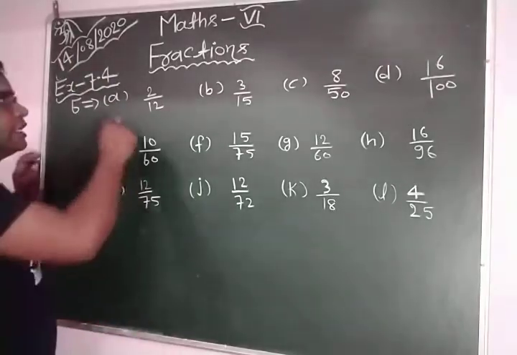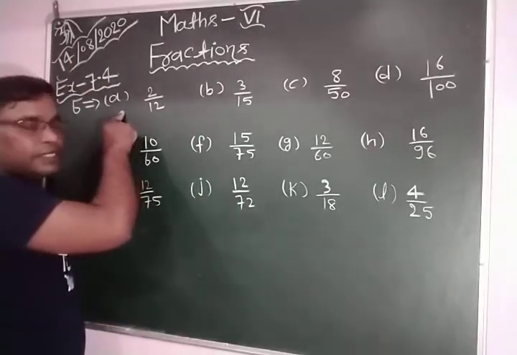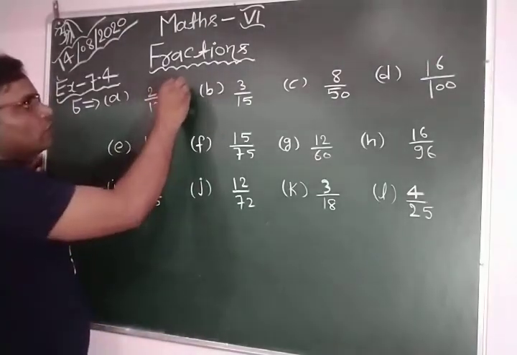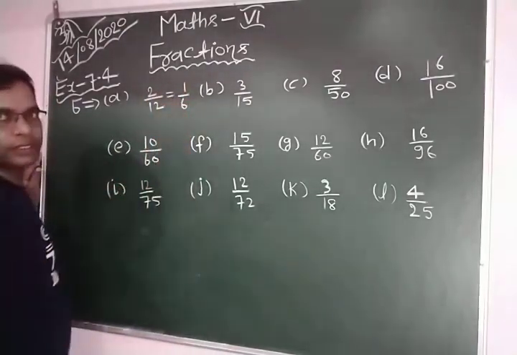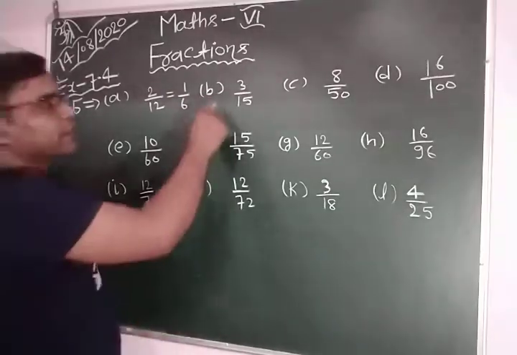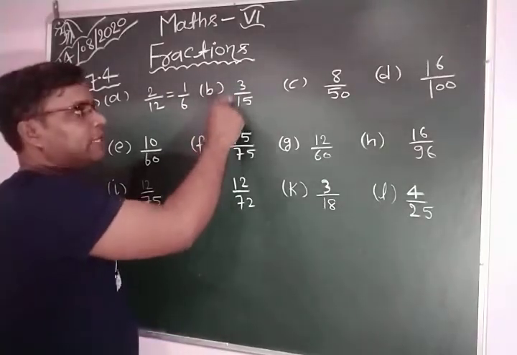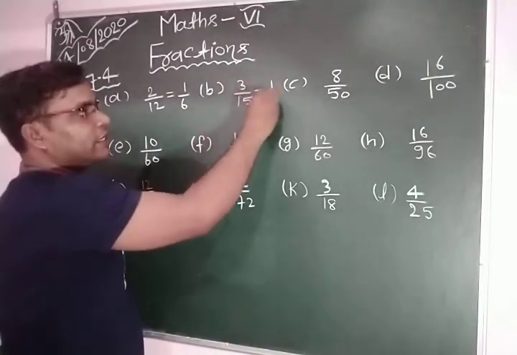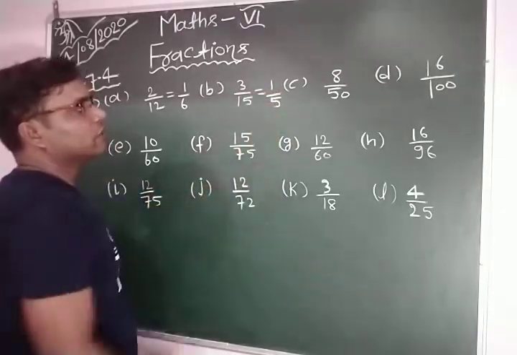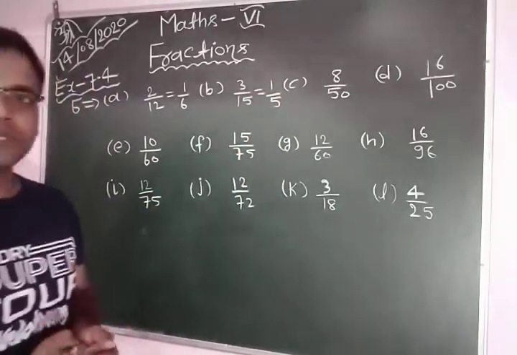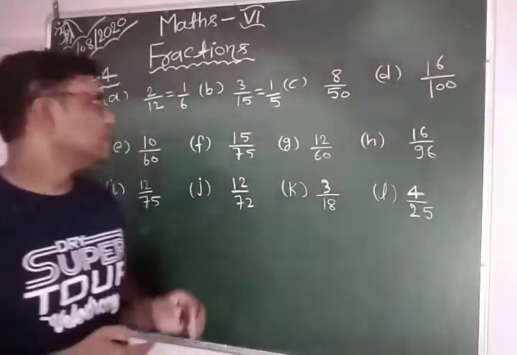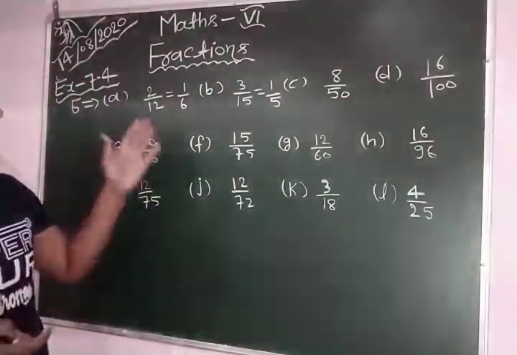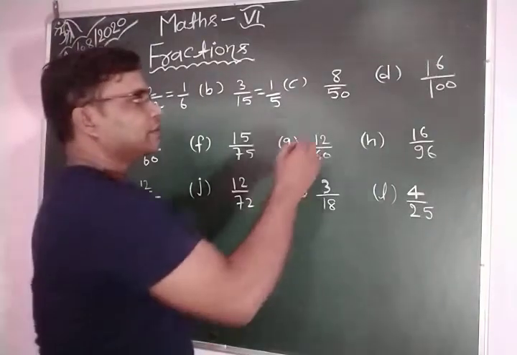Here you can see this is part A of question number 6, 2 by 12. You can simplify it: 2 ones are 2, 2 sixes are 12. Now part B, this is 3 by 15. You can see 3 ones are 3, 3 fives are 15. So 3 by 15 is equivalent to 1 by 5. Here you can see 2 by 12 is equivalent to 1 by 6. Clear?